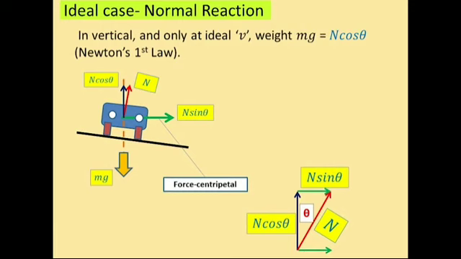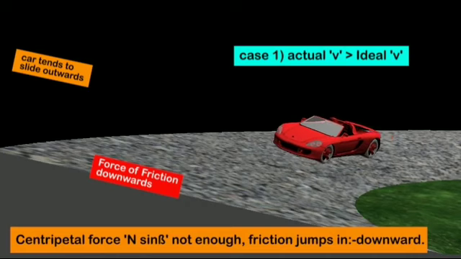Now let's match up the free body diagram for the vertical direction. In the vertical direction, the only force acting upwards is N cos theta. The only force acting downwards is mg. Therefore, mg is equal to N cos theta. And you can also see the triangle below that shows the resolution.